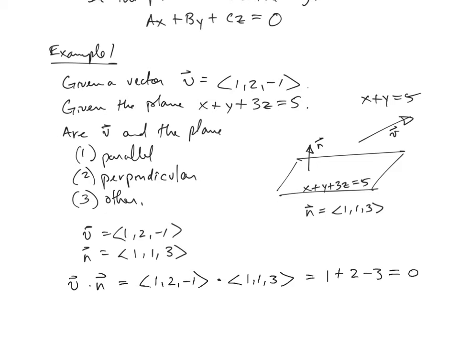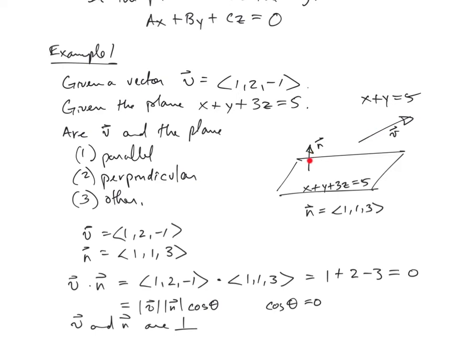I get 0. Right? And remember, the dot product is the magnitude of the one times the magnitude of the other times the cos of the angle between them. Since v and n are not zero vectors, that means the cos of theta is equal to 0. Which means what? Well, that means that theta has to be equal to 90 degrees, which means that v and n are perpendicular to each other.